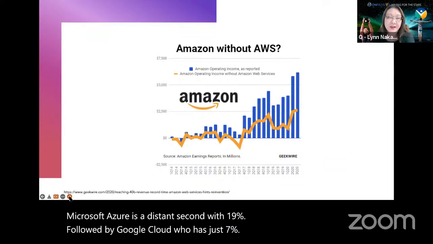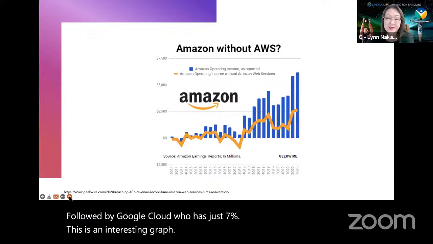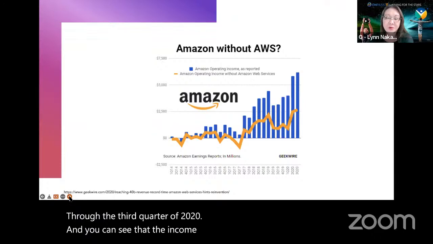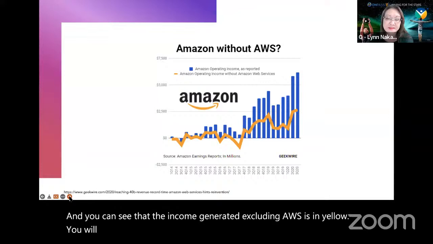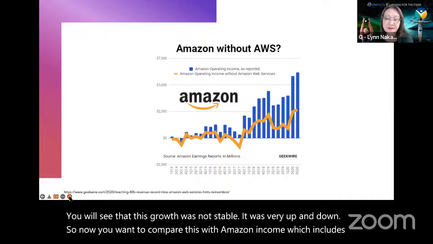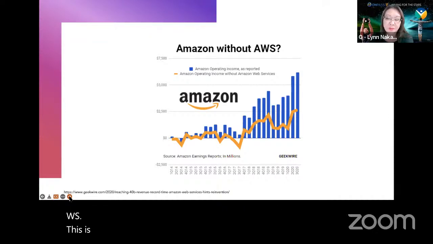This is an interesting graph which illustrates Amazon's income from the first quarter of 2014 through the third quarter of 2020. You can see that the income generated, excluding AWS, is in yellow. This growth was not stable; it was very up and down. Now compare this with Amazon's income which includes AWS, illustrated in the blue bars.